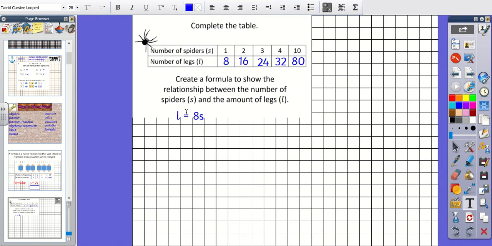You should have completed that table. We can see that for 1 spider, it has 8 legs. For 2 spiders, there would be 16 legs. For 3 spiders, there would be 24 legs.